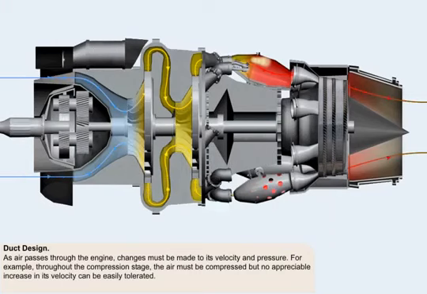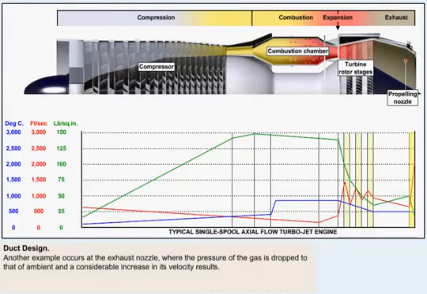As the air passes through the engine, various adjustments must be made to its velocity and pressure. For example, throughout the compression stage, the air must be compressed, but no appreciable increase in its velocity can be easily tolerated. Another example, which we've already seen, occurs at the exhaust nozzle, where the pressure of the gas is dropped to that of ambient, and a considerable increase in its velocity results.